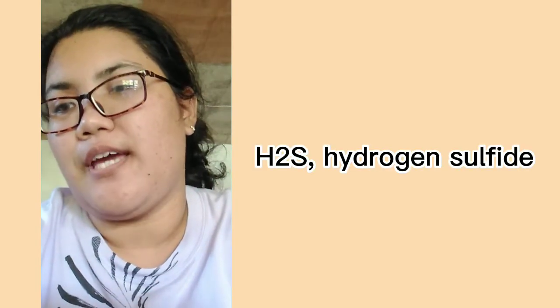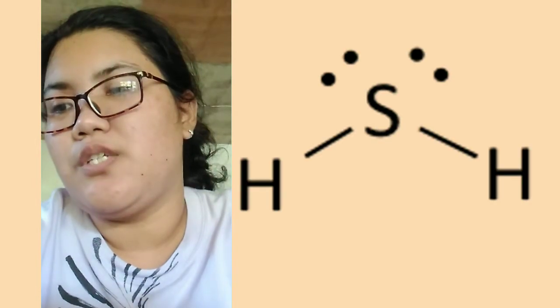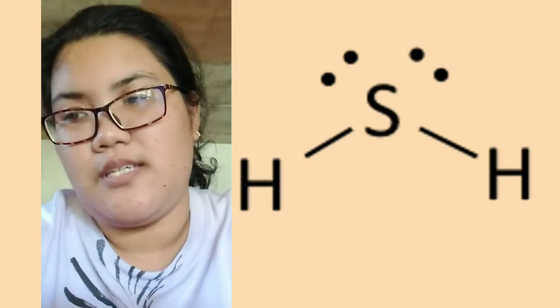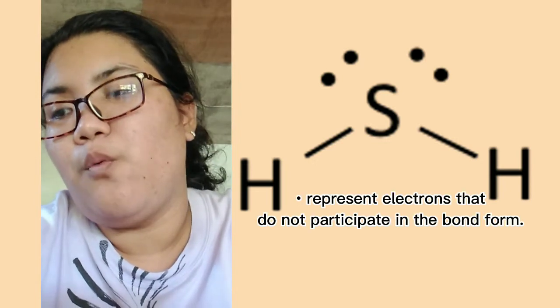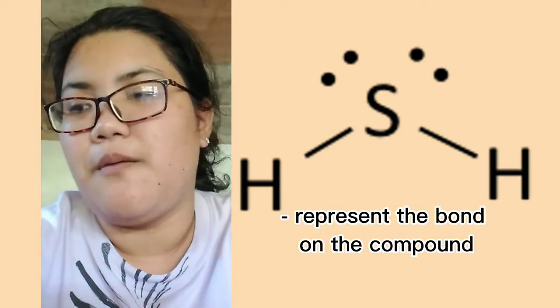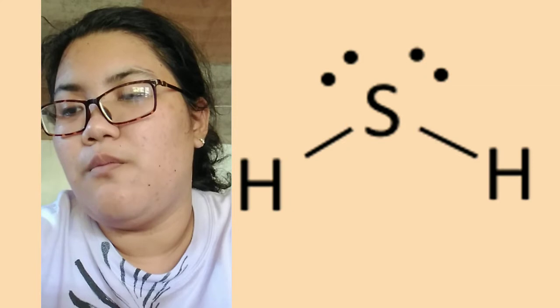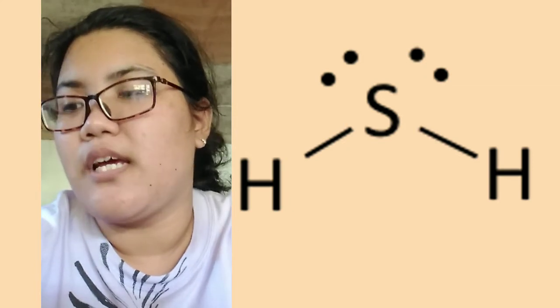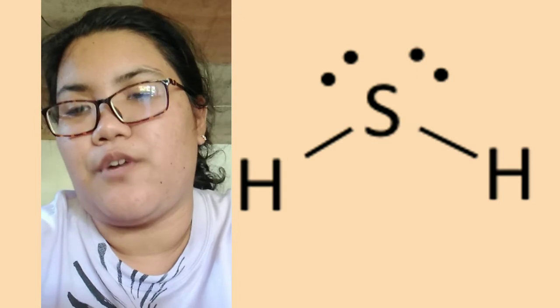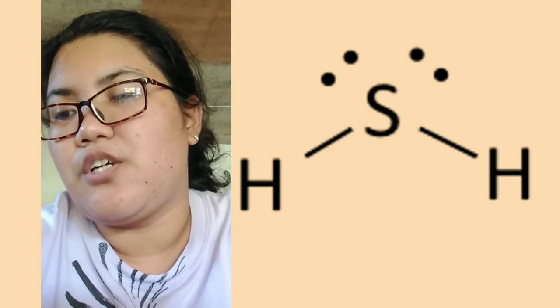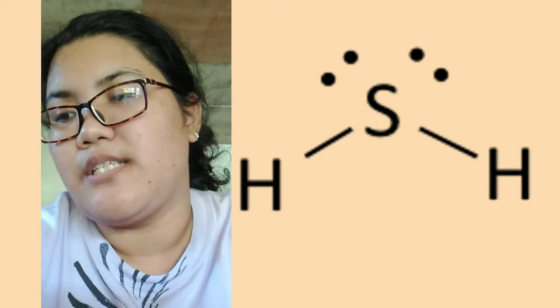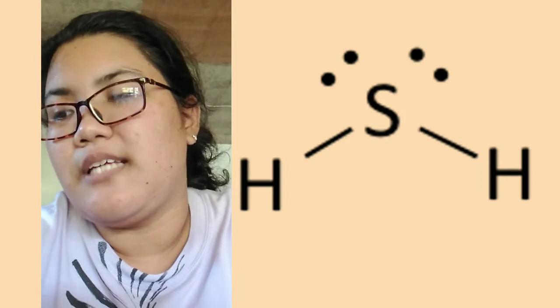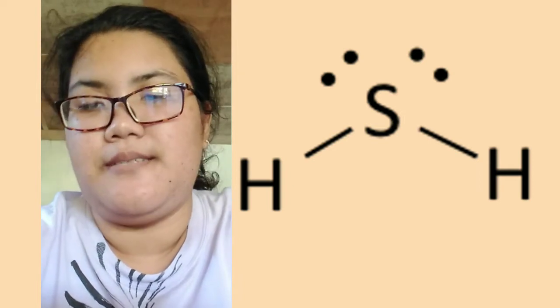Letter B is H2S, also known as hydrogen sulfide. The representation is displayed using dots and lines that represent electrons. Dots represent the electrons that do not participate in the bond formation, whereas the lines represent the bonds in the compound. In this compound, both hydrogen atoms require 1 electron to make the covalent bond with sulfur. Sulfur needs 8 electrons to fulfill the octet rule, but hydrogen only requires a single electron to become stable as it belongs to group 1 elements.